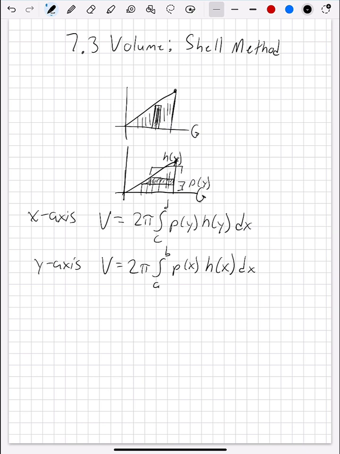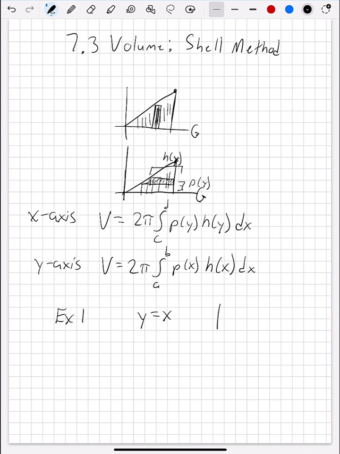The shell method to me is a little more diverse in its uses than the dishwasher method, but it is another way. And you may just look at the functions and be able to dictate which route would be easier to find the volume. Okay, so let's look at an example here, and let's look at y equals x.